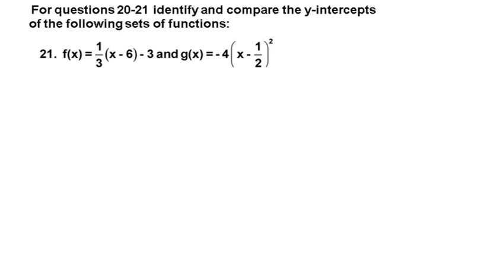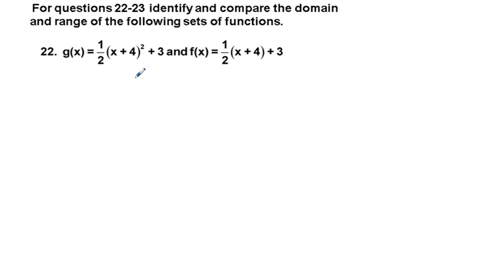Okay, last one I'll do in this set is this 22. Identify and compare the domain and range. Well, domain is always going to be all real numbers for each of them. So for this one here on the left, our domain is going to be greater than negative infinity, less than infinity. And the same for this one on the right. Domain greater than negative infinity, less than infinity.